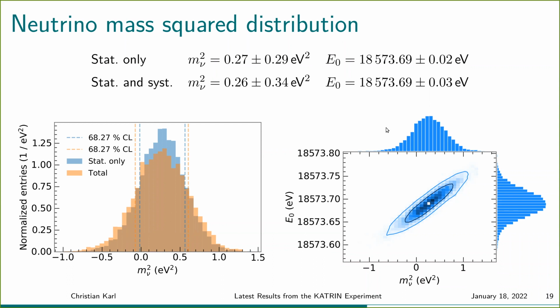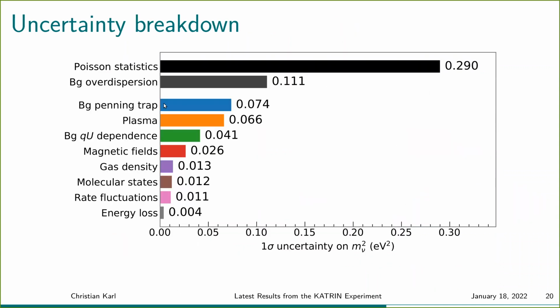So we fit our neutrino mass with a central value and an uncertainty, which is compatible with 0. And we would now like to know, where do these uncertainties actually come from? As already seen in the distribution of these histograms, we're very strongly dominated by Poisson statistics. And the second effect we actually have is another statistical effect, the over-dispersion of the background.